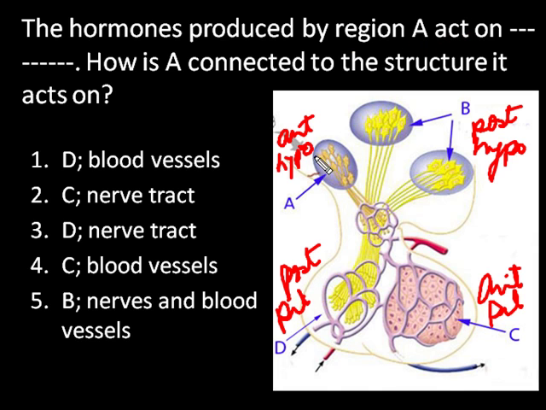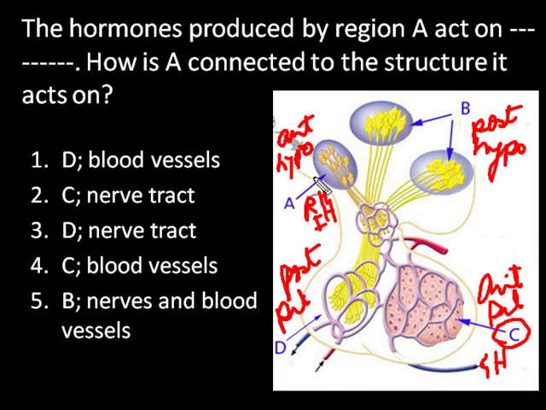Now the hormones produced by A are the releasing hormones and the inhibiting hormones. So they act on the anterior pituitary. That means they will act on C, because you have the releasing hormones, for example, growth hormone releasing hormone, and the anterior pituitary produces growth hormone. So naturally, the releasing hormone has to act on the anterior pituitary in order to have it produce growth hormone.